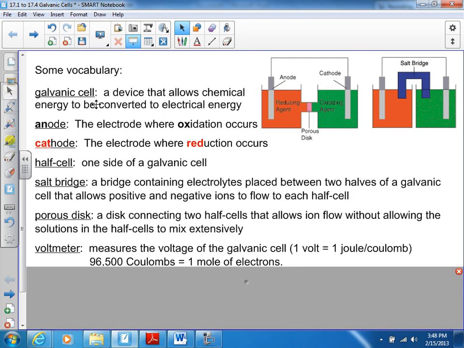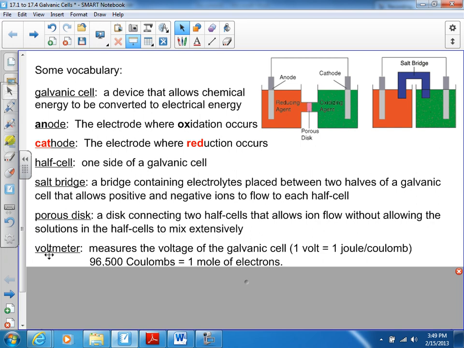Okay, so some vocabulary. Galvanic cells, I already talked about. The anode is defined as the place where oxidation occurs. The cathode is where reduction occurs. You'll find out a little later why I've got these bold in red. A half cell is just one side of a galvanic cell. The salt bridge, this is really important. You have to know what the purpose of a salt bridge is. It keeps electrical neutrality. That's not listed on here, so you should make a little note. It keeps everything electrically neutral by allowing positive and negative ions to go from one side to the other. And again, in place of a salt bridge, you could have a porous disc.